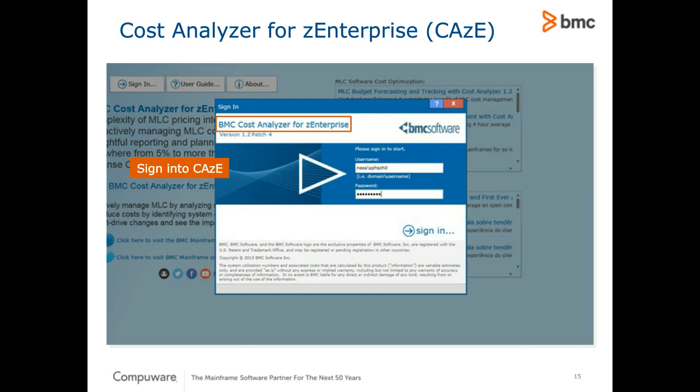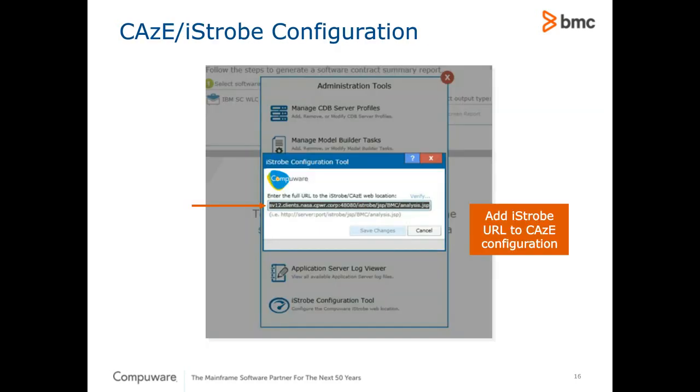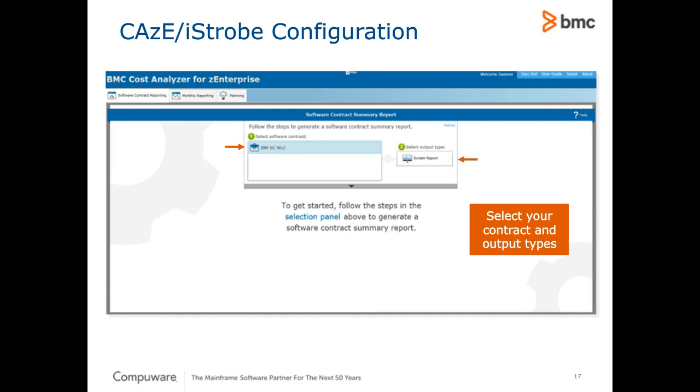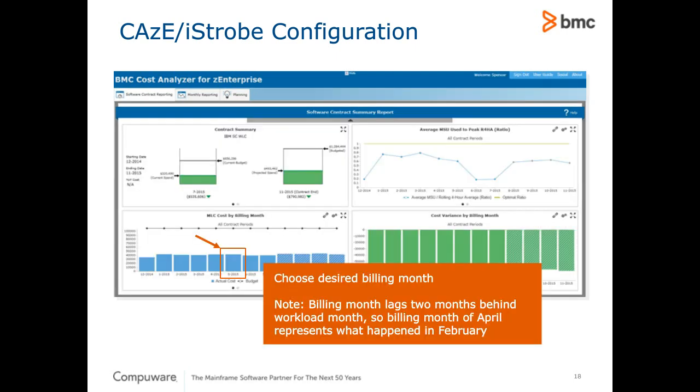Now, once you've logged into CAzE, you set up the iStrobe URL in the CAzE configuration, and then you select what BMC calls a contract, and then you select an output type. And once you get to the next screen, then you select a particular billing month that you want to take a look at.